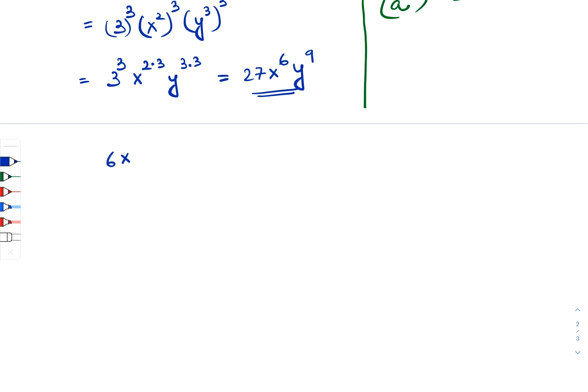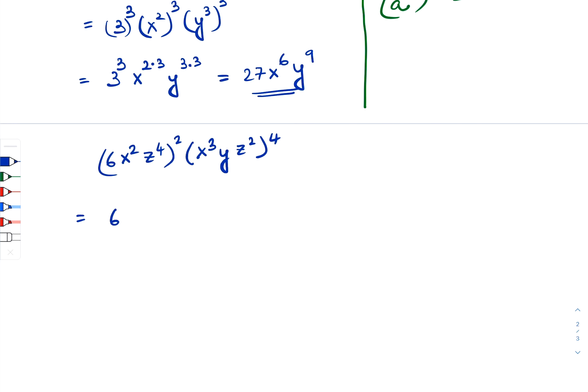Let's say you have (6x²z⁴)² times (x³yz²)⁴. The way you want to do this is, again, the power out here applies to each and every one of those terms. The power out here applies to this, this, and this. So we're going to go ahead and do this.